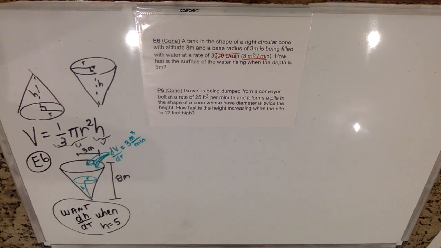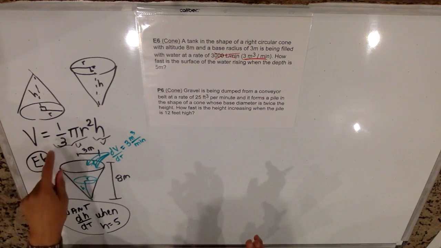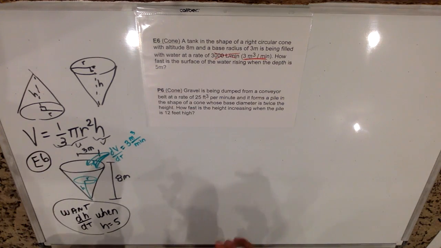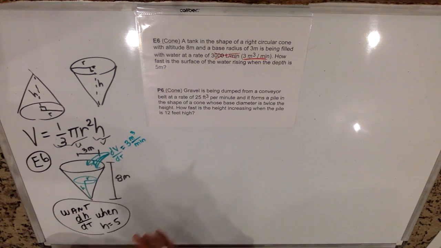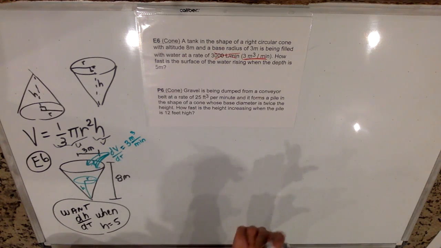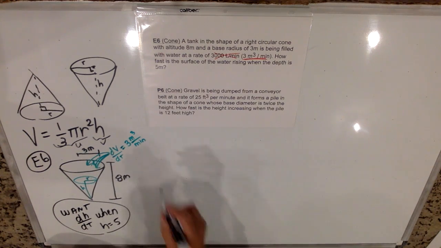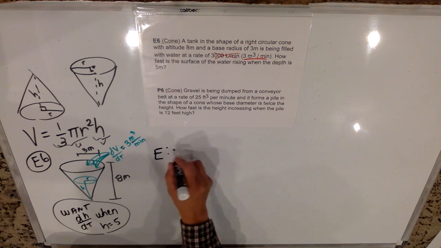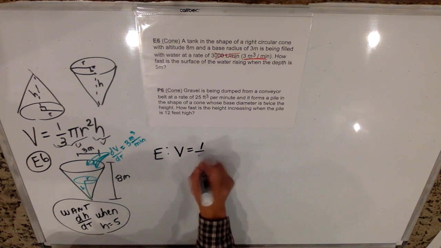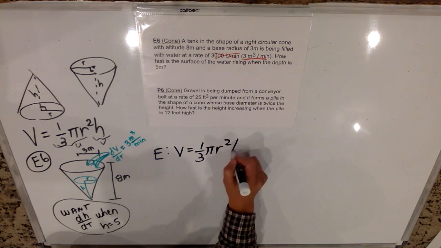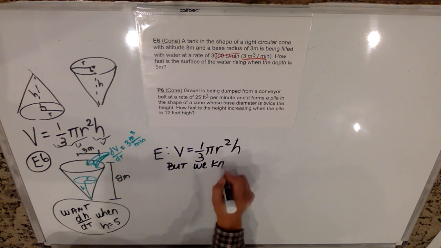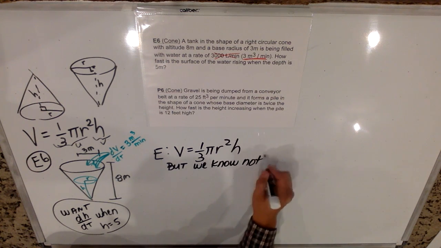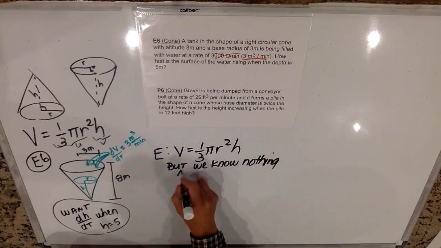So here's the problem. As soon as you see it's a cone, this is your equation. But if you notice, they never mention the radius at all, right? Other than to tell us that the radius of the whole tank is 3, they don't mention the radius at all. So the issue is that I definitely want to use this equation, but we know nothing about R.